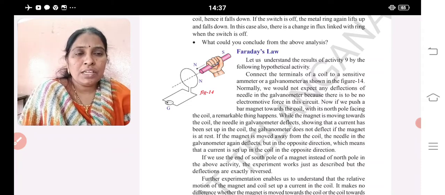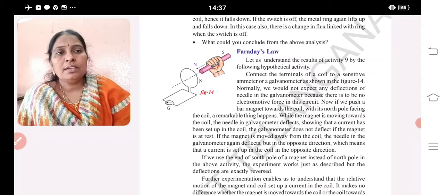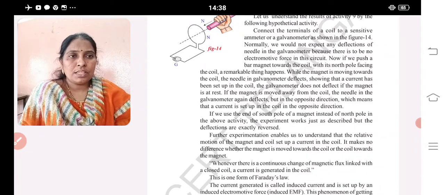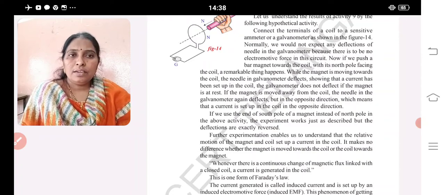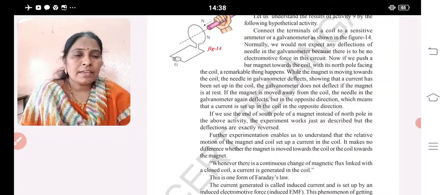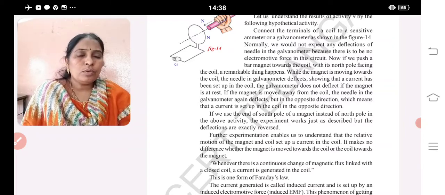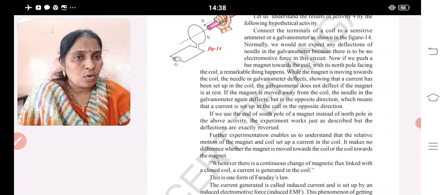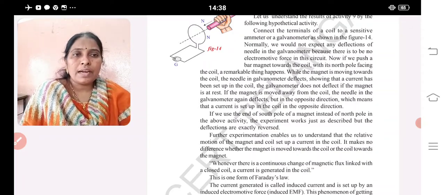Further experimentation helps us understand that relative motion of the magnet and coil sets up current in the coil. It makes no difference whether the magnet is moved inward towards the coil or the coil moves towards the magnet. Whenever there is a continuous change of magnetic flux linked with the closed coil, a current is generated in the coil. This is one form of Faraday's law.